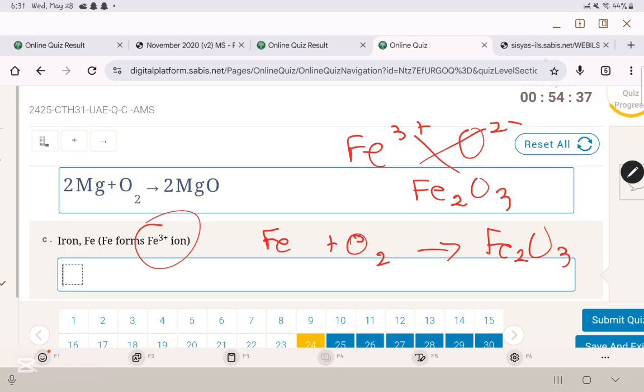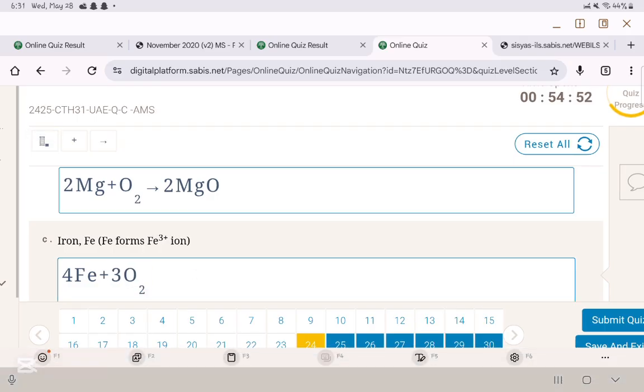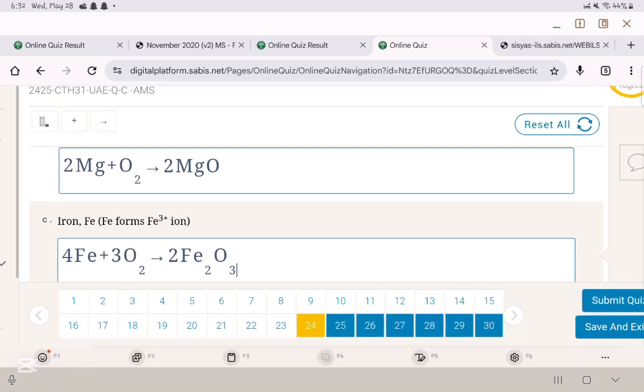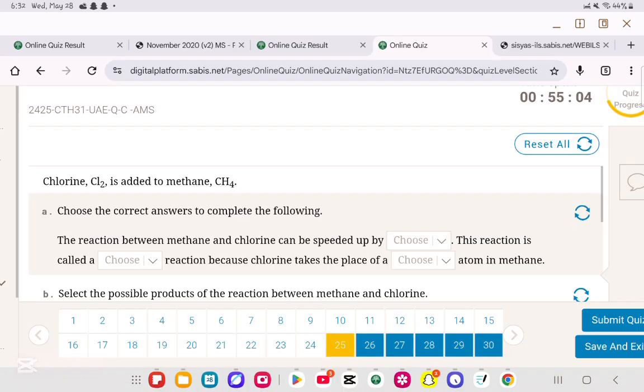As you can see, it's not balanced. So to balance it, you will put a 2 over here, a 3 over here, and a 4 over here. So the final equation is 4Fe plus 3O2 will form 2Fe2O3. So very simply, this is it for question number 24. We move on to question number 25.